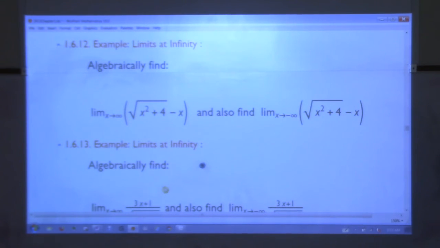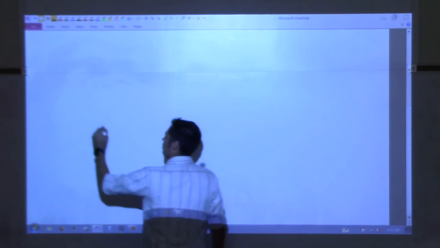Let's do that one. X squared plus 4 underneath the root.